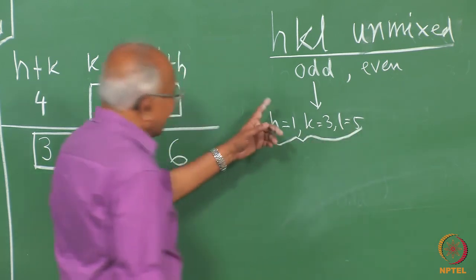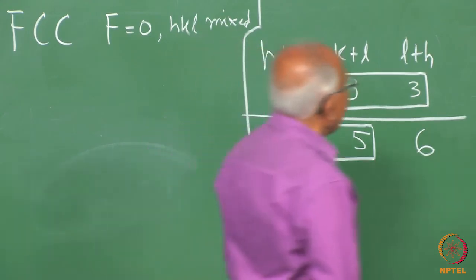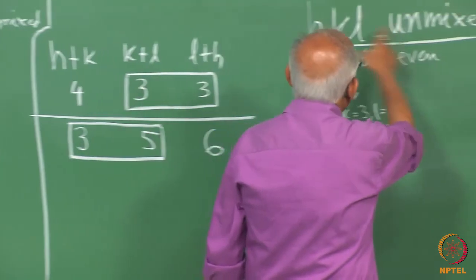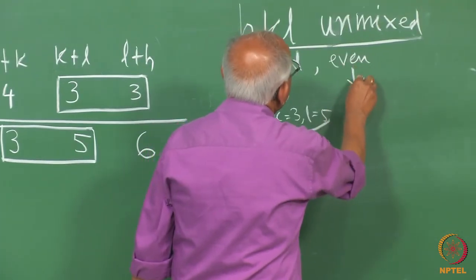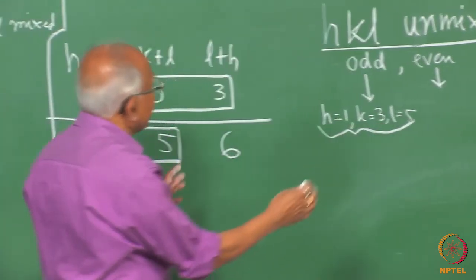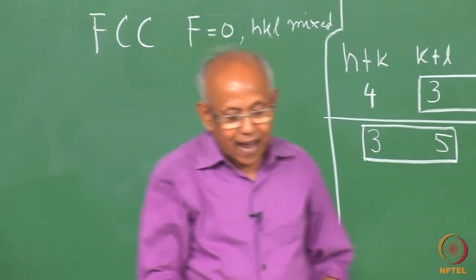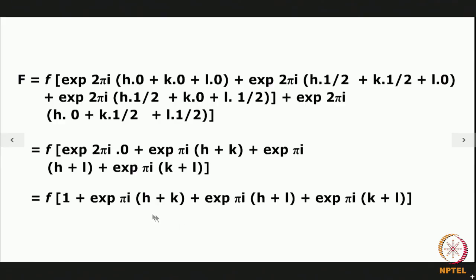So, in that case, we find that all these H plus K, H plus L, K plus L is an even quantity. Now, if all the 3 are even, then of course, H plus K plus L, all are even quantity. And if these are even quantities, their values are 1, 1 and 1.